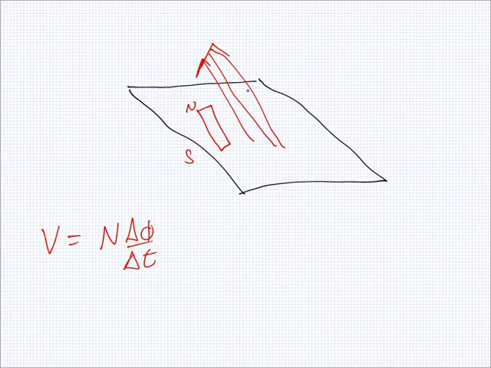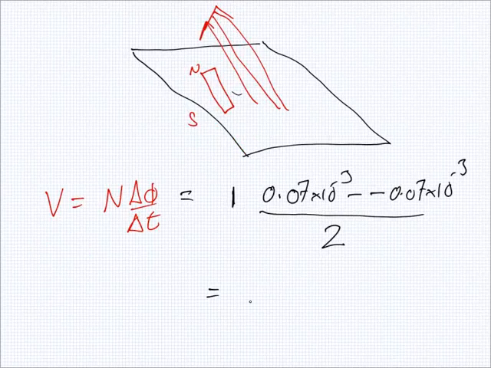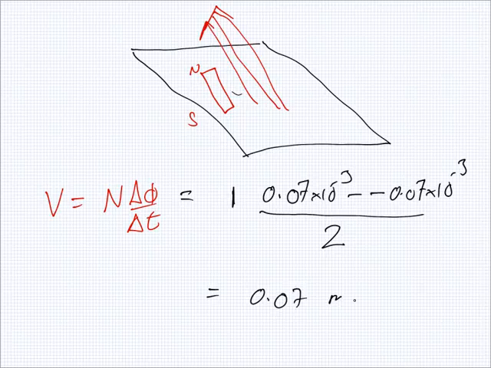So at the beginning it's 0.07 milli, but then afterwards it's minus 0.07 milli. Its direction changed. Minus. Yes, so the answer will be 0.07 millivolts.